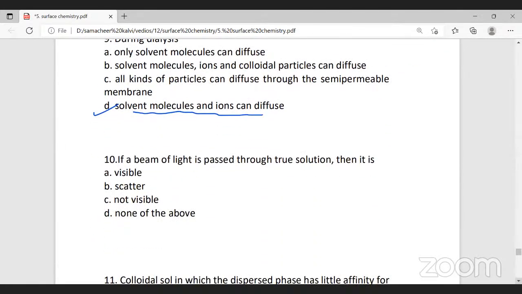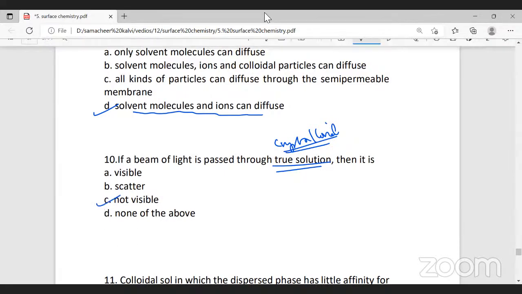The next question. If a beam of light is passed through a true solution, then it is visible, scattered, not visible, none of the above. It is not visible. When a beam of light is passed through a true solution, called crystalloids, no scattering of light takes place. So the path in which light travels is not visible. Hence, the answer for this question is option C.